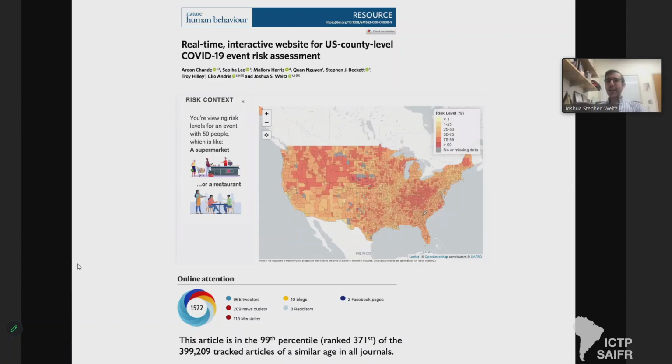You can see that these risks are totally heterogeneous, right? There can be regions that have very high risk at a certain moment of time and others have relatively lower risk.